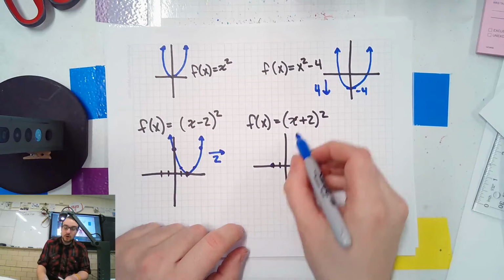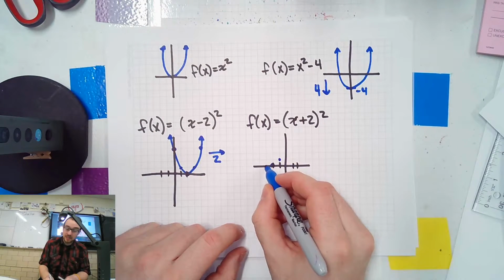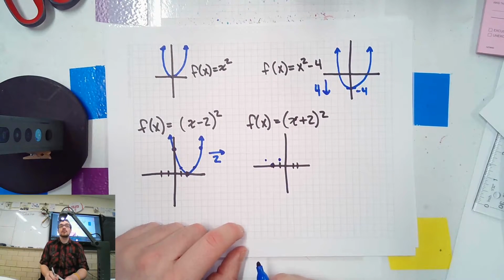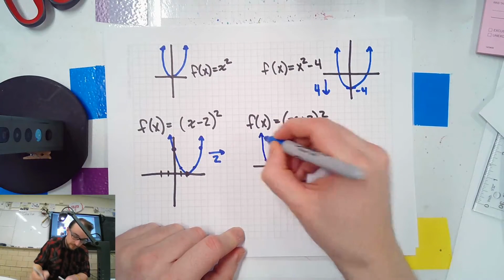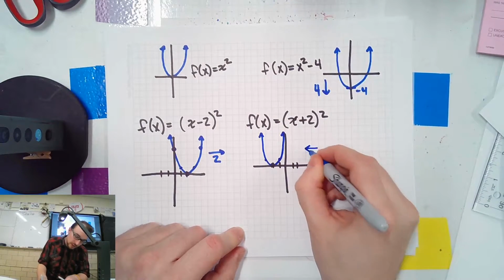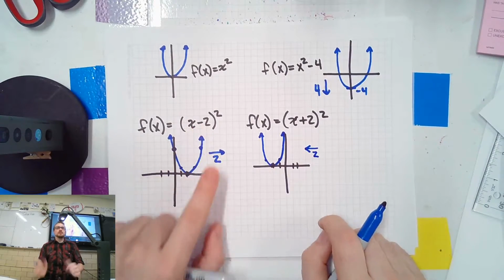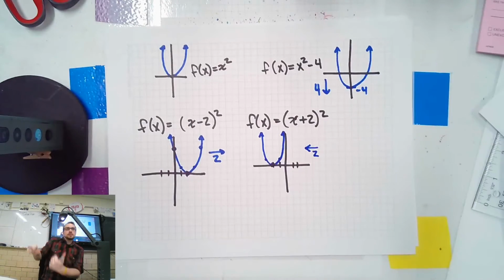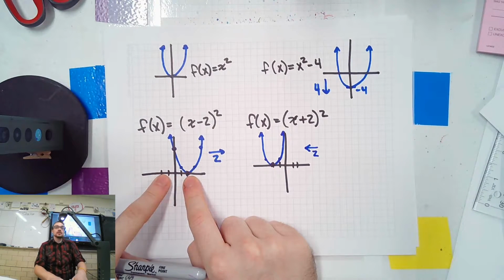If we plug in negative 1, we get 1. 1 squared is 1. If we plug in negative 3, we get 1 as well. And we're done. So our parabola just moved over here, shifted 2 to the left. So it's the opposite of what you would expect. Negative 2 shifts it 2 to the right. Positive 2 is 2 to the left. And the reason for that is because a positive 2 takes a negative 2 to make 0, and a negative 2 takes a positive 2 to make 0.